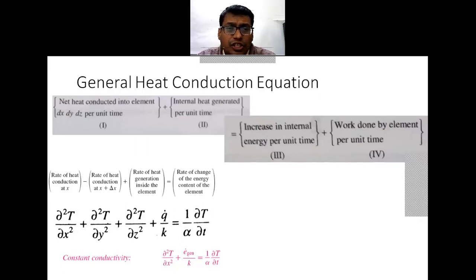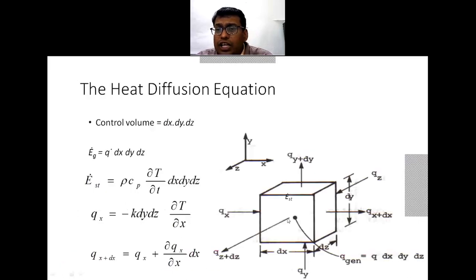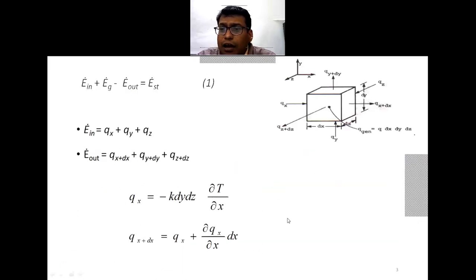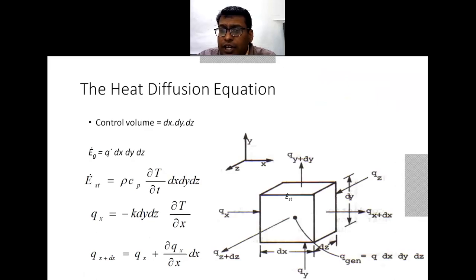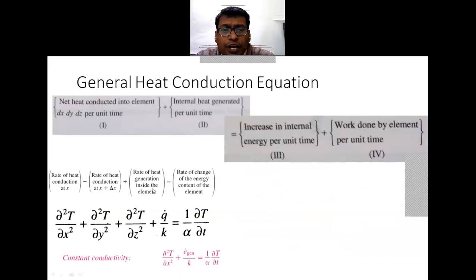Now, in addition to that, the internal heat generation per unit time, whatever heat generation there can be in this volume element, can be taken into account. This is Q gen, the amount of heat generated in the volume element. Here also, the rate of heat generation inside the element will be equal to the increase in the internal energy per unit time.